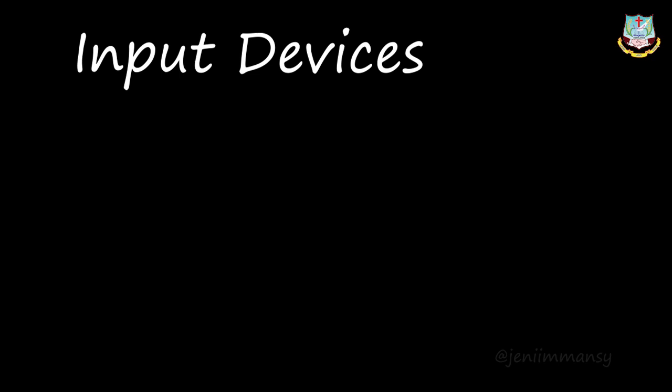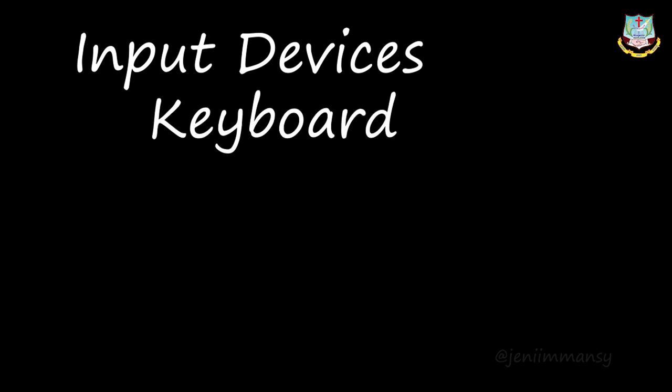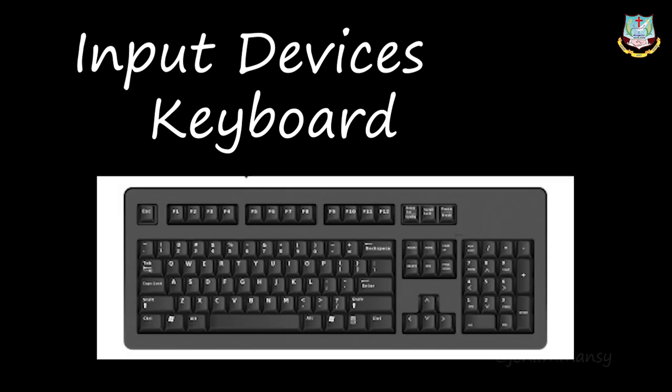Okay, first let's see the input device. First input device is keyboard. Keyboard may be a wired one or a wireless one, or it may be virtual also. Wired means normal keyboard which we use in our lab and all. Wire will be there. The keyboard will be connected using wire to the CPU, right? So another one is wireless. Only a small pen drive like USB will be there. You have to just plug in to your CPU and no wire connections and all will be there. It will work wirelessly.